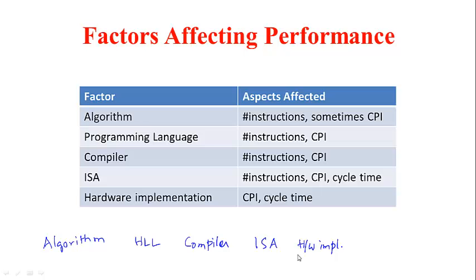The choice of programming language will affect not only the number of instructions but also the instruction mix, which affects the CPI. Compiler has a very huge effect on both the number of instructions as well as the instruction mix. The instruction set architecture is something which affects all 3 components of the computer performance equation: the number of instructions, the CPI, as well as the cycle time. The hardware implementation itself has little to do with the number of instructions. It, however, affects the other 2 components, CPI and cycle time, of the computer performance equation.